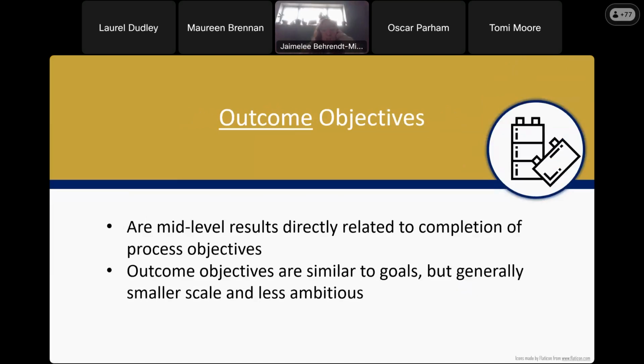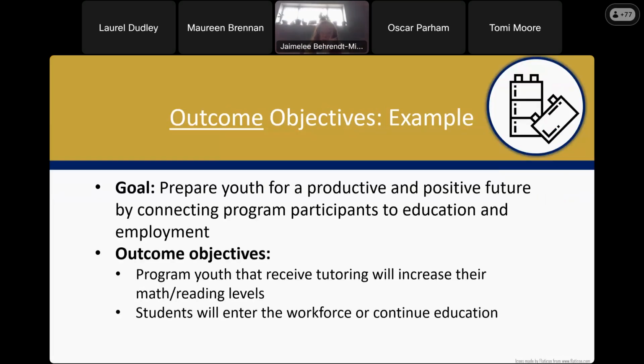The outcome objectives are a little bit higher level, right? They're going to be mid-level results directly related to the completion of your process objectives. Outcome objectives are similar to goals, but they're generally smaller scale and a little bit less ambitious. Again, we're using this goal of connecting program participants to education and employment.